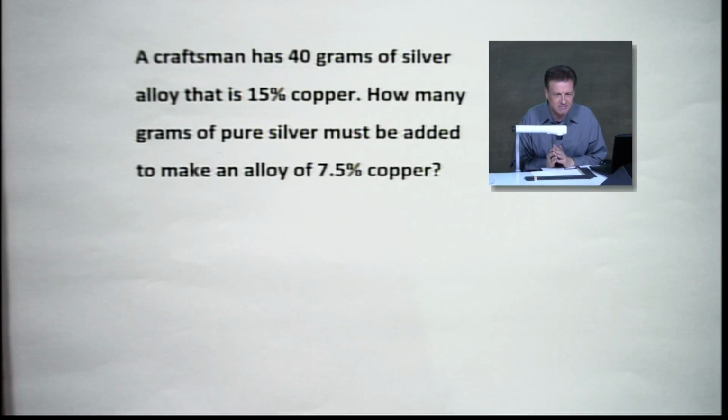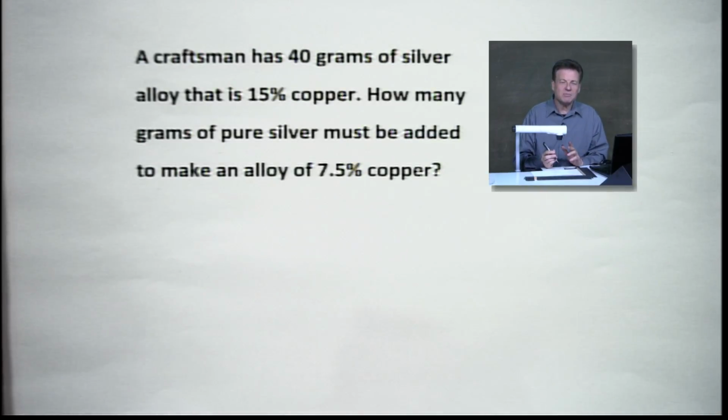All right, let's look at a different style of problem here. It's still percent mixture, but it sounds like here we're going to start with a craftsman has 40 grams of silver alloy that is 15% copper here. All right, so with 15% copper, that means it's 85% silver. Keep that in mind. An alloy, by the way, is a mix. So it's 15% copper, 85% silver, all right?